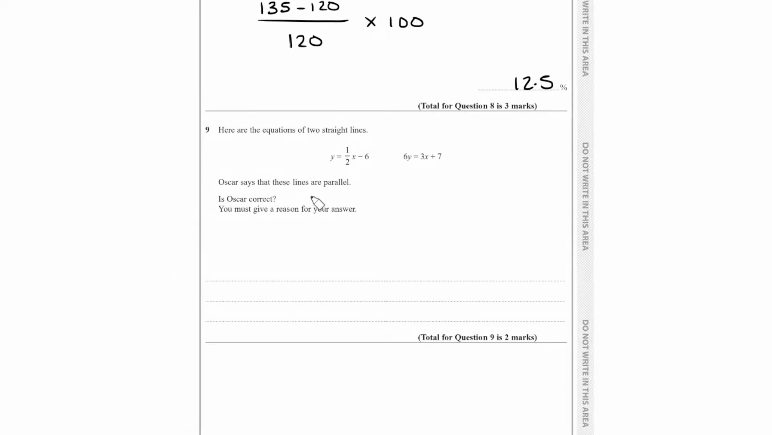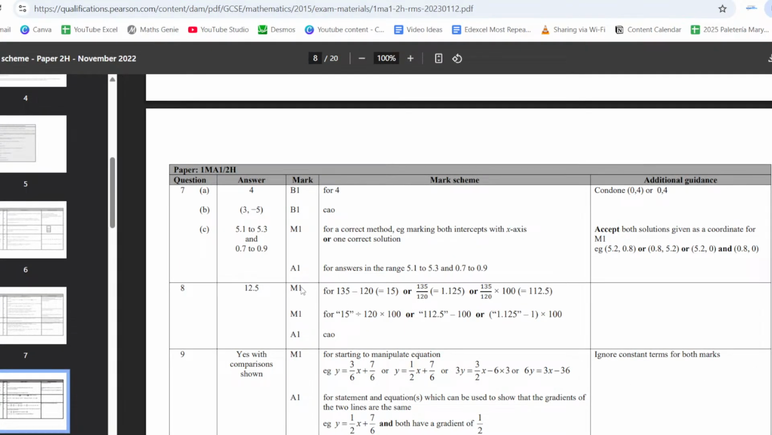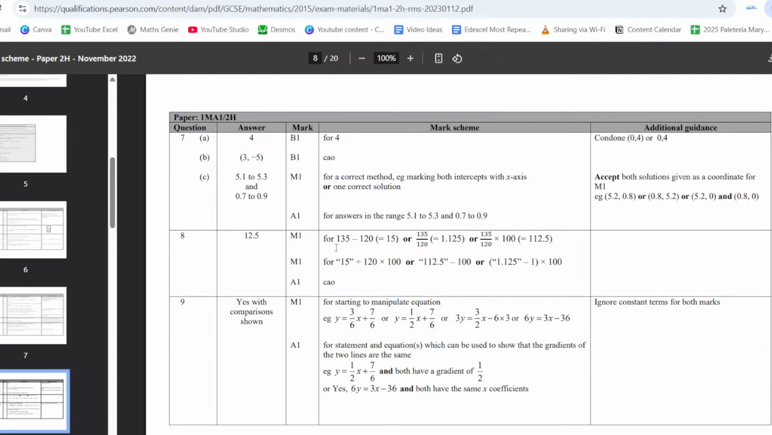Question 9. So here are the equations of 2 straight lines. Oscar says that these lines are parallel. Is Oscar correct? You must give a reason for your answer. Oh, you want to see the mark scheme? Yeah. So 1 mark, there's obviously different orders that you could have done things in. They said 1 mark for the difference in our case, and then the second mark for converting that into a percentage. Final mark for the answer.